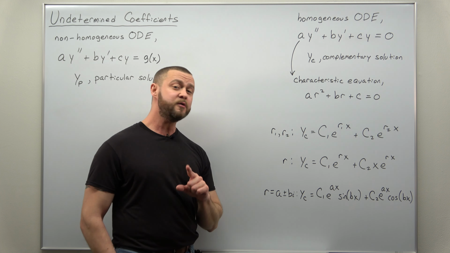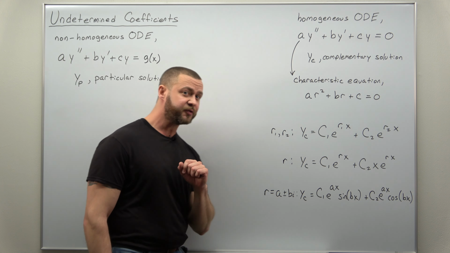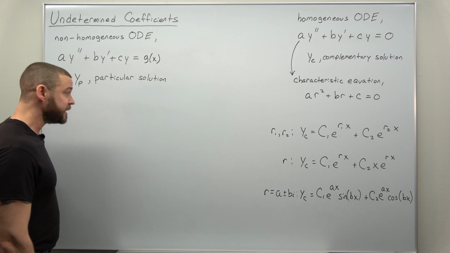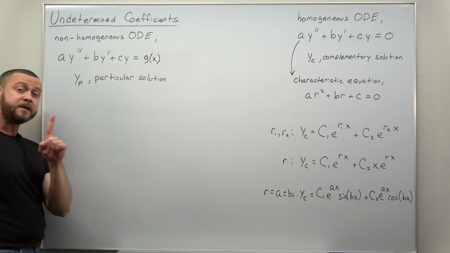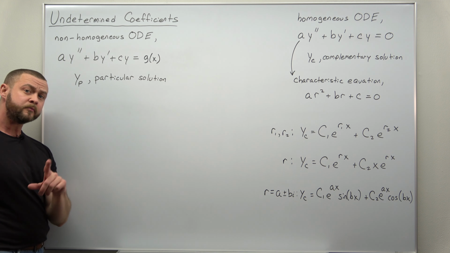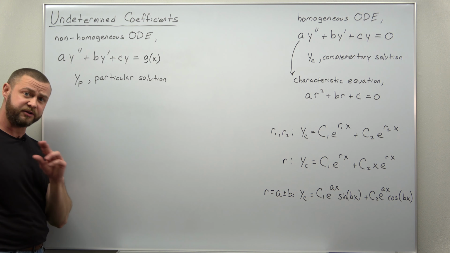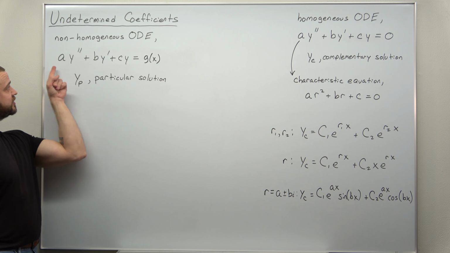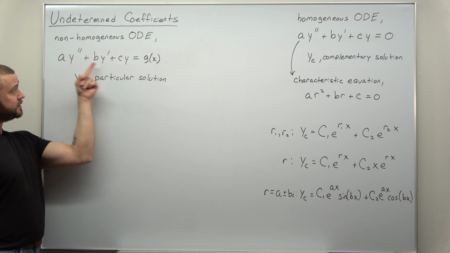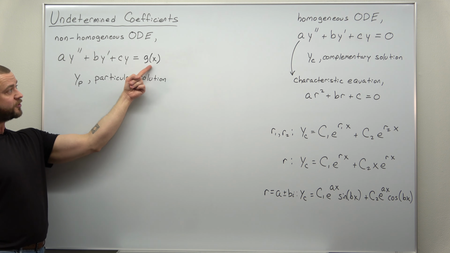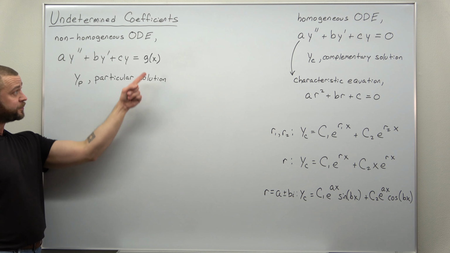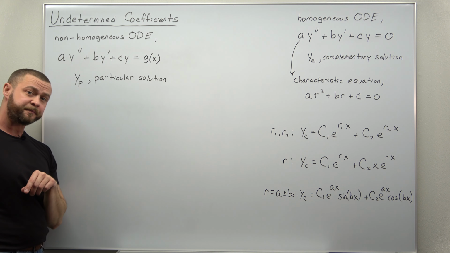Step 2, what we use undetermined coefficients for is to find what we're now going to call the particular solution. And what the particular solution does is it's a function such that when we plug it in to the differential equation, we're left over with not 0, but a function of x.